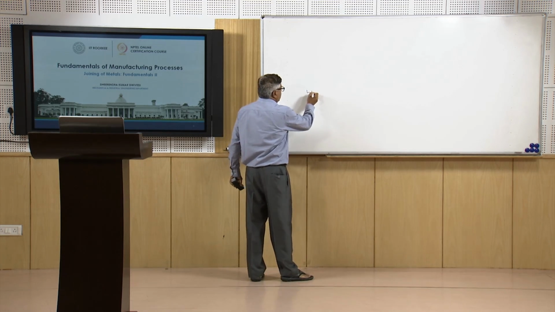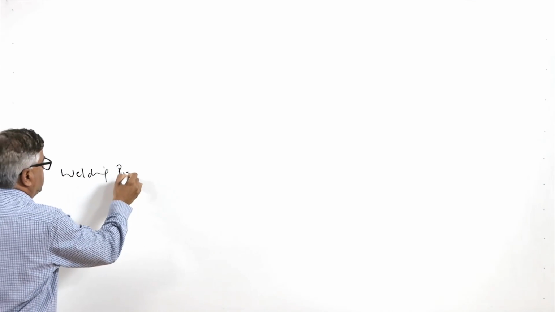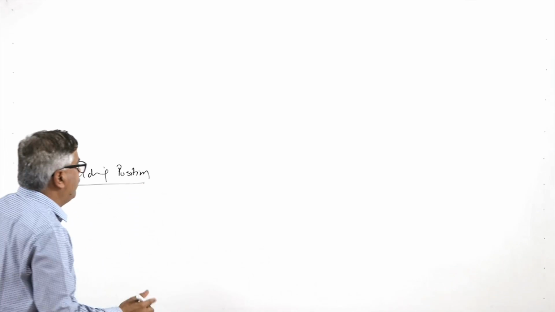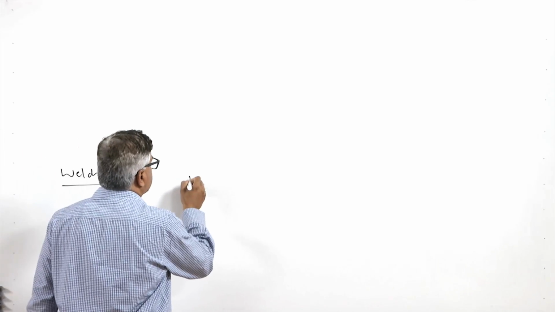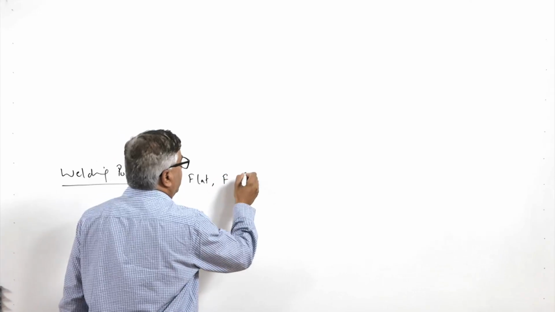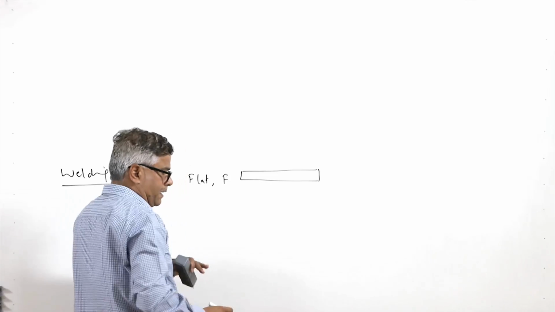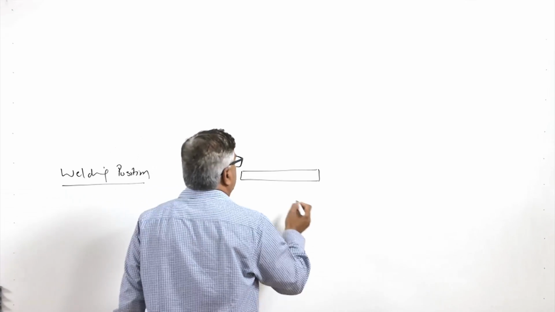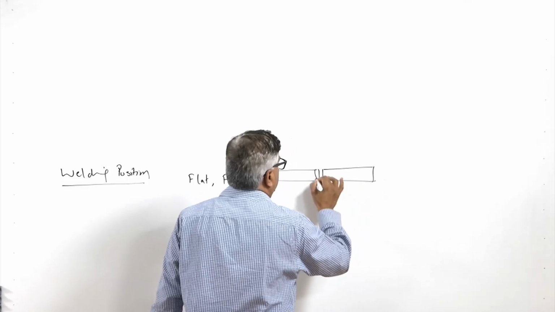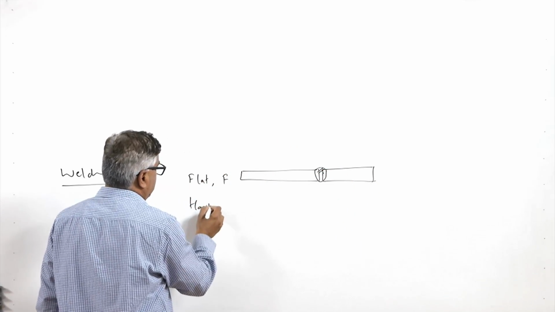So, as I said last time, we need to talk about the welding positions. These are the positions in which the welding is performed. The first is called flat, represented by the letter F, and it is the horizontal position. The plates are kept horizontally, and then the joint is made like this.